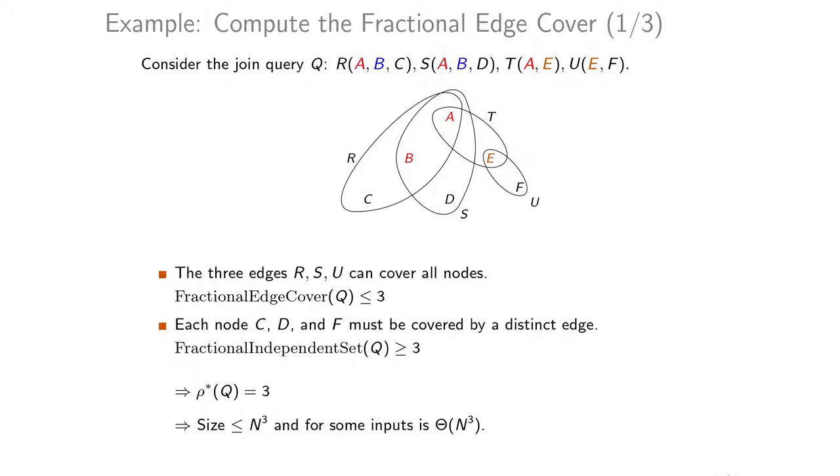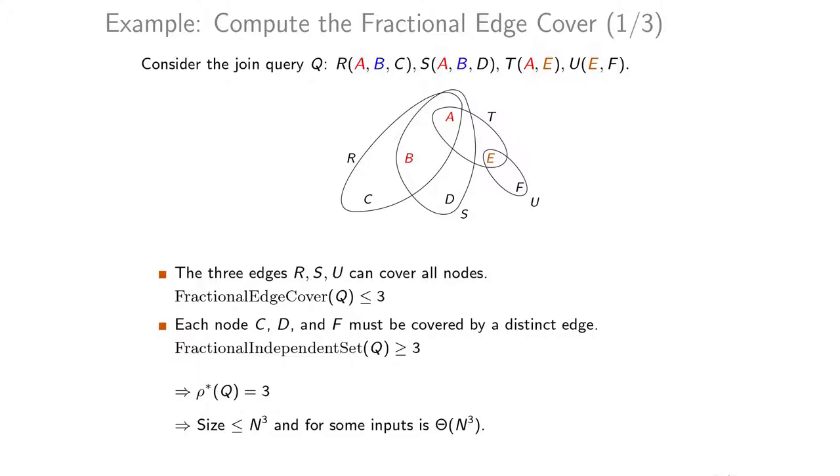R and S. If I associate with both R and S a weight of 1, then A and B will have a weight of 2 each, right? But we cannot give them lower weight because, you see, C and D also have to be covered. Since C appears only in R and D appears only in S, we are forced to associate a weight of 1 to each of R and S, right? We cannot do better than this.